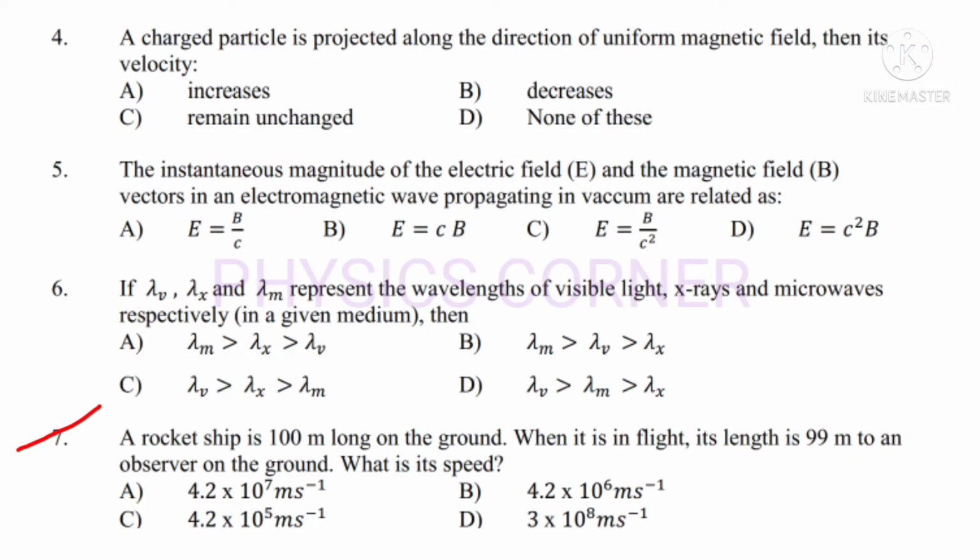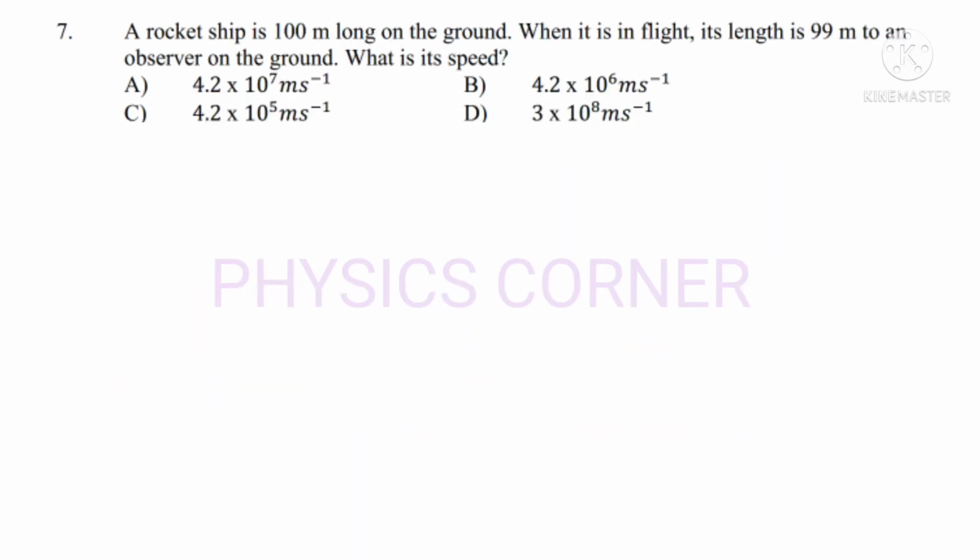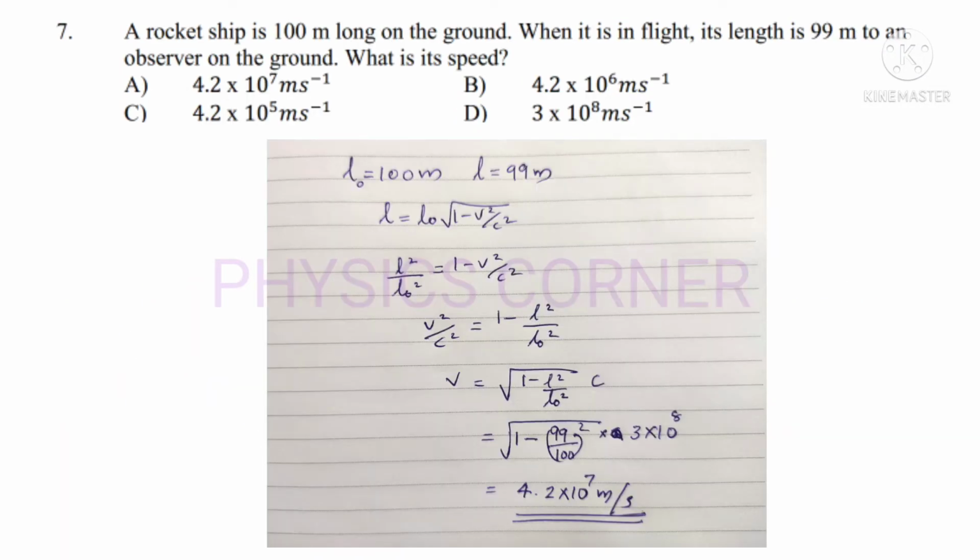Seventh question. A rocket ship is 100 meter long on the ground. When it is in flight, its length is 99 meter to an observer on the ground. What is its speed? Here you have to remember the length contraction. The proper length, 100 meter, is given.